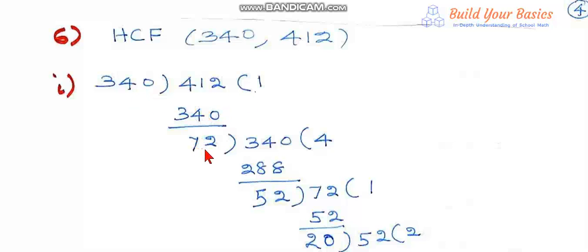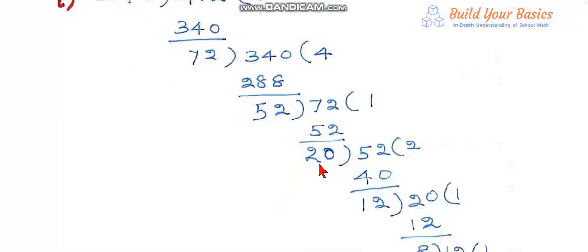It goes one time. The remainder is 72. Now this remainder 72 becomes the divisor, and this divisor 340 becomes the dividend. So divide 340 by 72. It goes 4 times. The remainder is 52. Now the remainder 52 divides the divisor 72. It goes one time. The remainder is 20. Now divide 52 by 20.